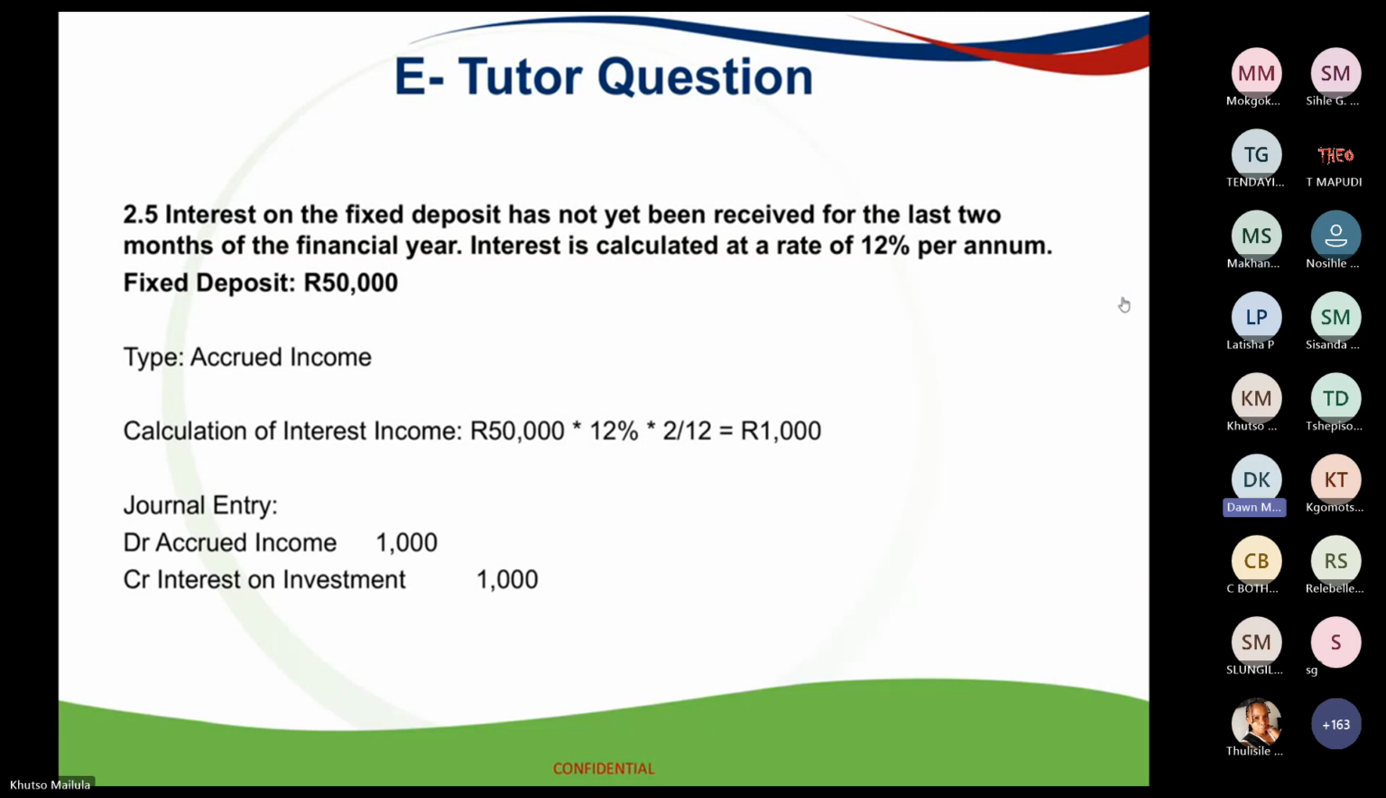Okay, so we treat it as an asset account. Yes, accrued income is an asset account. Hence, it increases on the debit side.